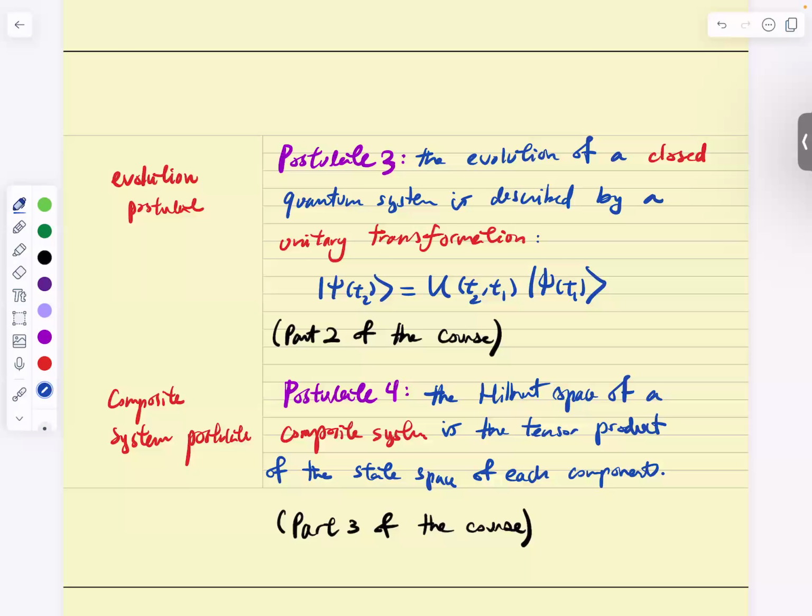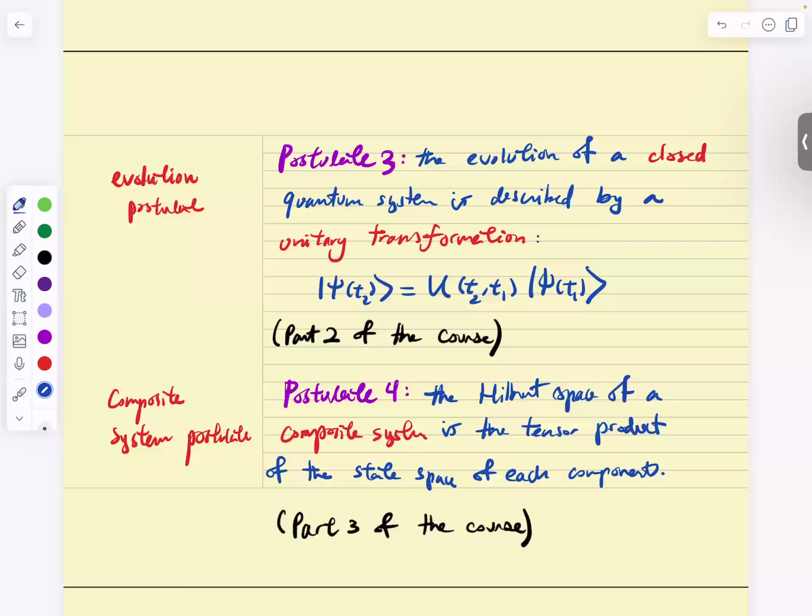Good? Now, all of these are very, very deep postulates. Of course, it's a postulate. The fourth one is perhaps the one that was underappreciated for a very, very, very long time. And I would say it's fair to say that even to this day, this postulate is still under development. It's the postulate of composite systems.